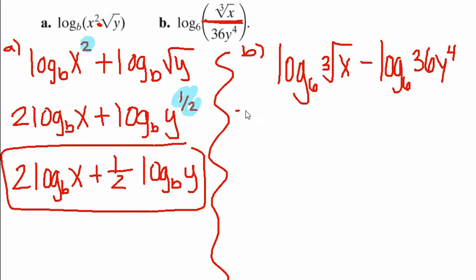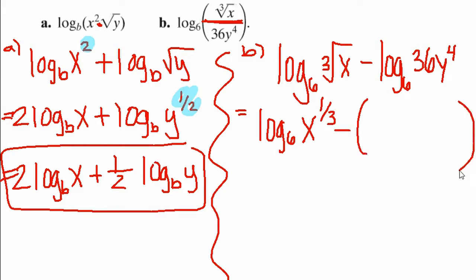Well, over here, I'm going to rewrite that one. I've been forgetting my equal signs. I'm going to rewrite this one as log base 6 x to the 1/3. And on this one, I'm going to get minus, and I have to do parentheses because it's going to be applied to both of them. Since there's multiplication, that's log base 6 of 36 plus log base 6 of y to the 4th.